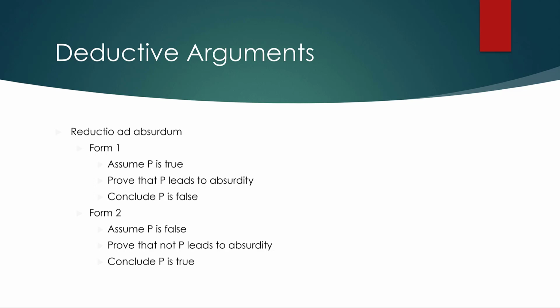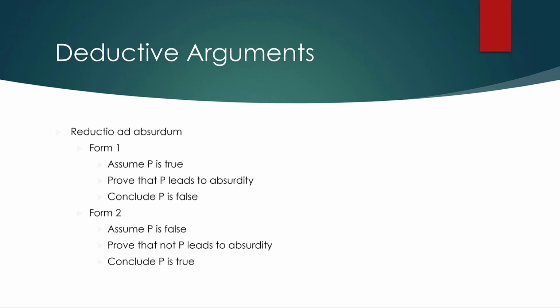What you do, kind of weirdly, is assume that a claim is true in order to prove it's false. That may seem kind of odd, but here's how it works. If you assume that a claim is true, and you can prove that assuming it's true leads to an absurdity, such as a logical contradiction, then that would show that the claim must actually be false. Because if assuming something is true leads to an absurdity, impossibility, or contradiction, then it can't be true.